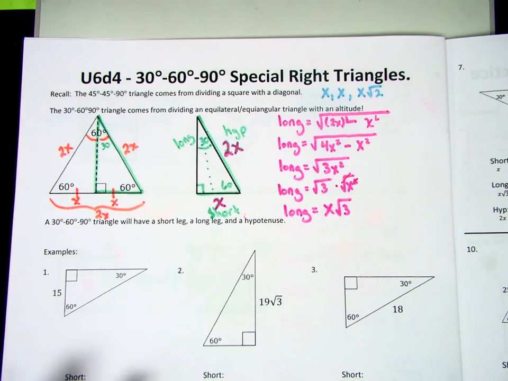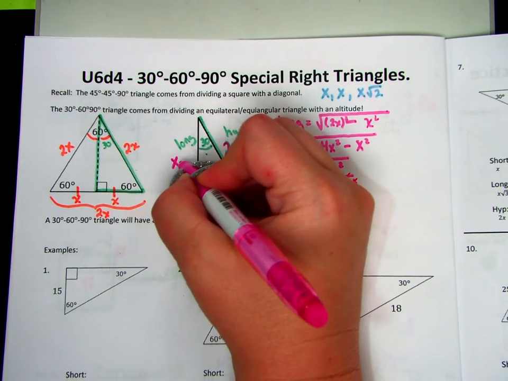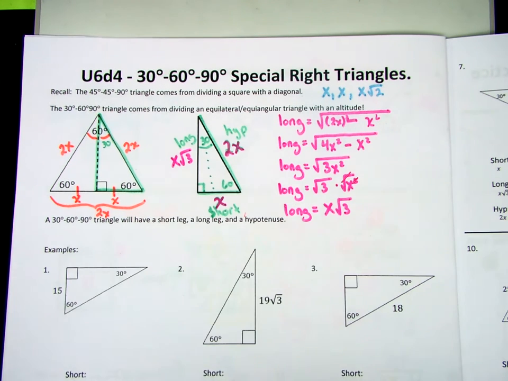So my long leg is x square root of 3. It will always be whatever the short leg is times the square root of 3. Every single time.